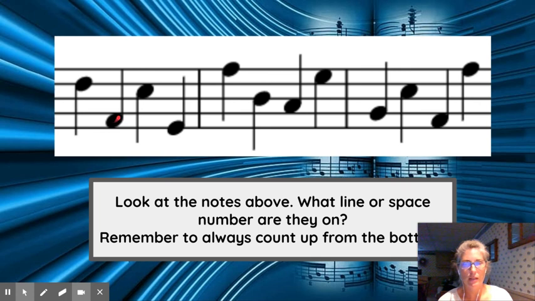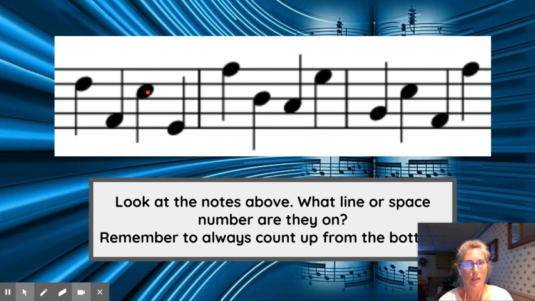This is a space note. It's in the middle of the two lines, so we call that a space. And this is the first space because we always count on the bottom. 1, 2, 3, 4. This is also a space note in between the third and fourth line. If we count up from the first space, 1, 2, 3, we know that is the third space.